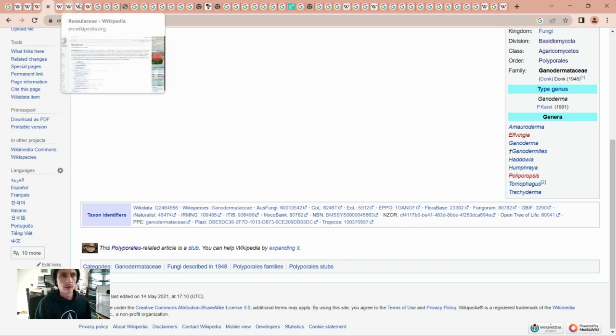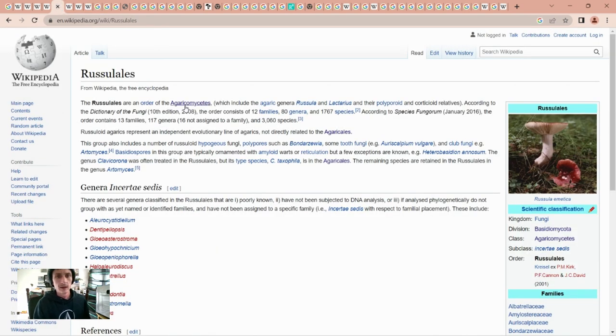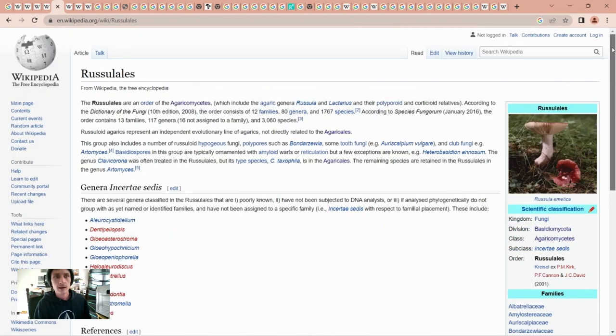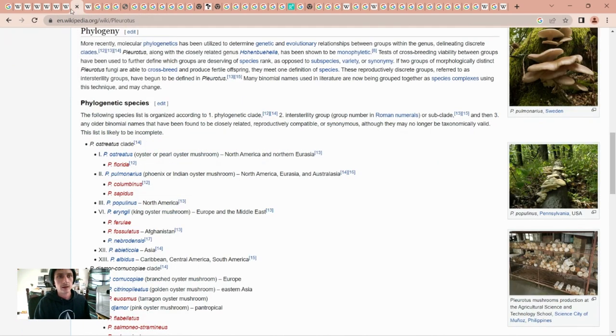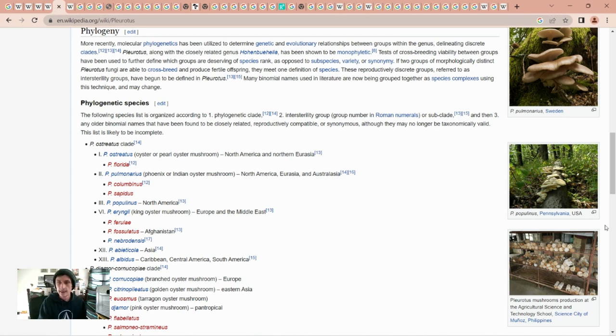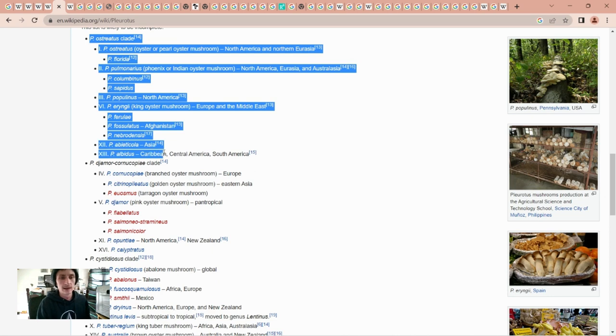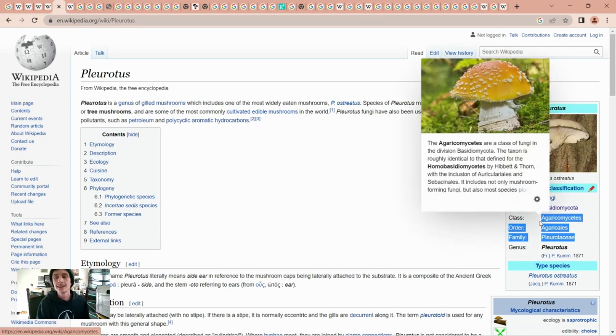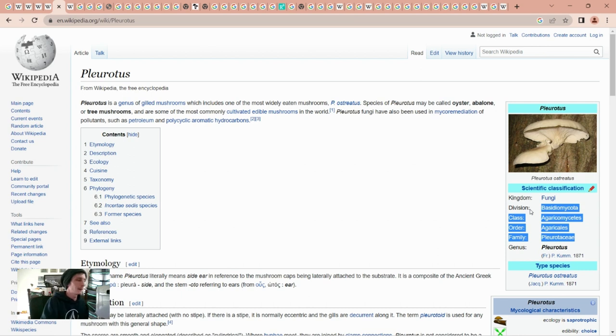I think I just had some notes. There is another order in Agaricomycetes, the Russulales. You can see it includes the family Hericiaceae. And if I were to give some examples, you can see how many species are in some genera, like the Pleurotus genus, for example, in the family Pleurotaceae, in the order Agaricales of the class Agaricomycetes, in the division Basidiomycota, or I guess another term, a phylum, you could also call it.